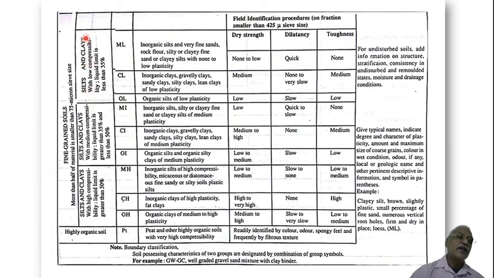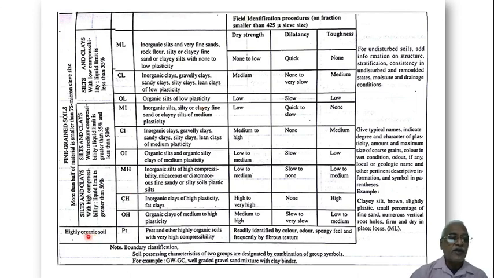So silts and clays with low compressibilities are represented as ML, CL, OL, and here liquid limit is less than 35%. Then if it has to be represented by MI, CI, OI, then it is silts or clays with medium or intermediate compressibility, where liquid limit is between 35 and 50. Then MH, CH, OH, that is silts and clays with high compressibility, when liquid limit is more than 50%. On the chart also we have seen that the same information is written over here.